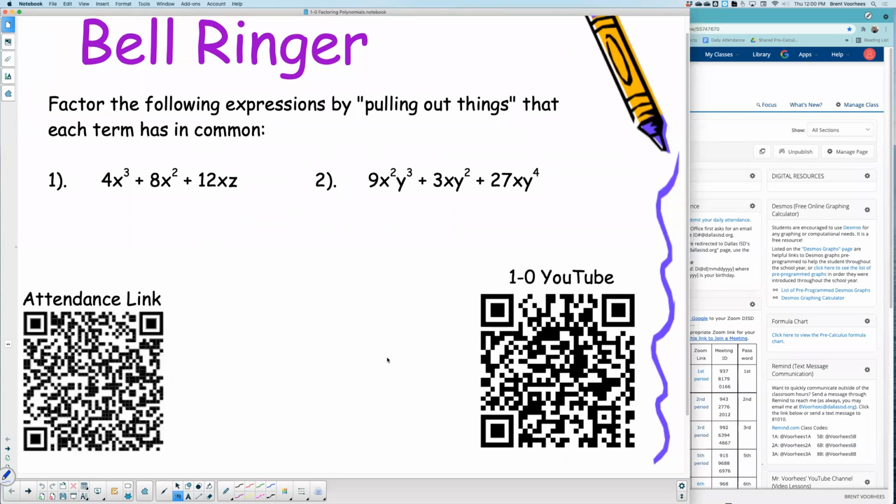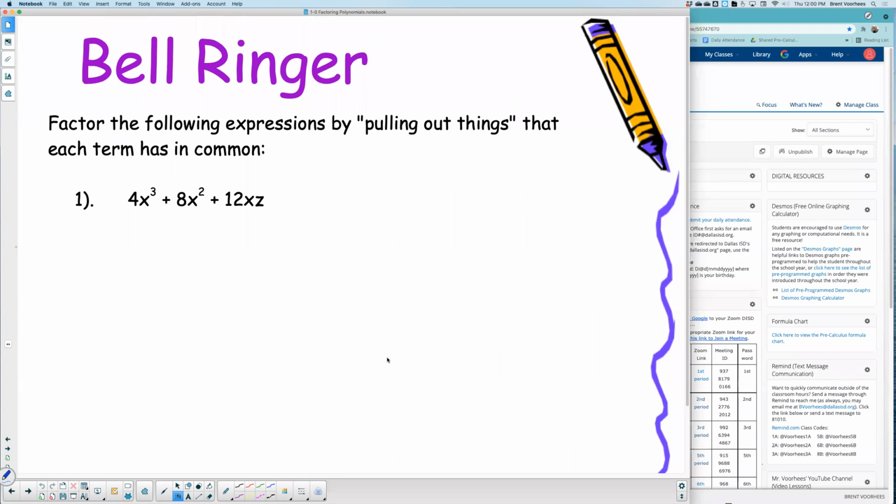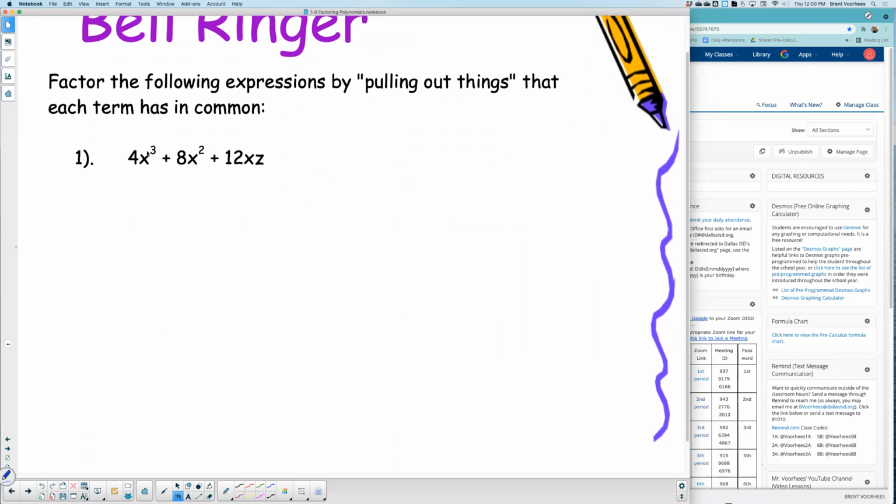All right, let's take a look at this bell ringer. So as the instructions say, we're going to factor out the common expressions, or pull things out that each term has in common. Now, the word term just means a value that's added or subtracted from another. So that's what term means.